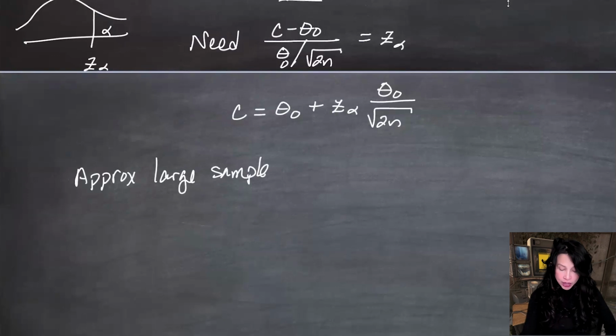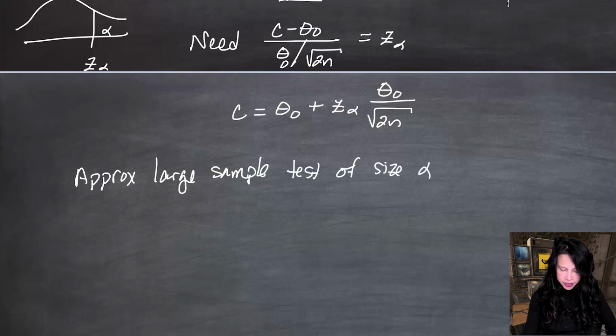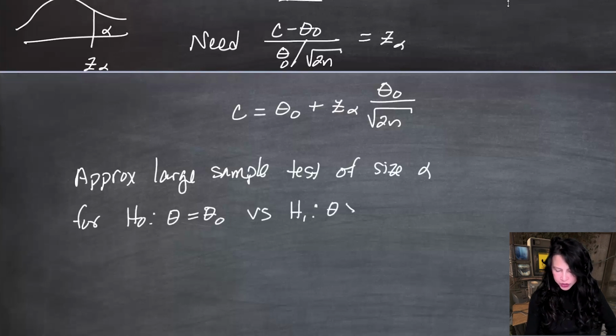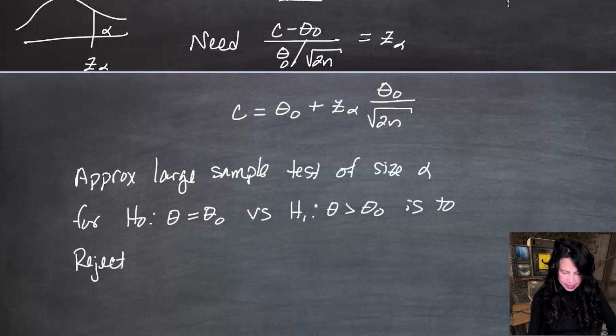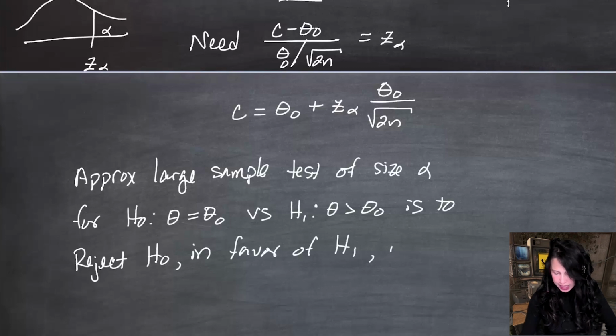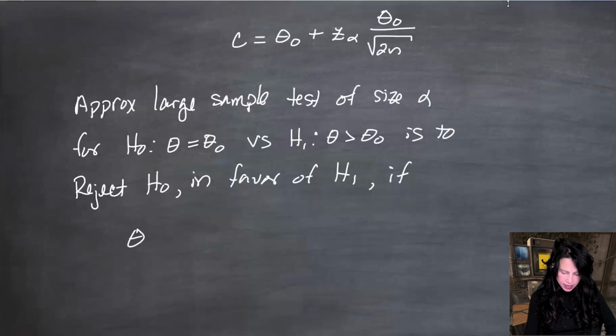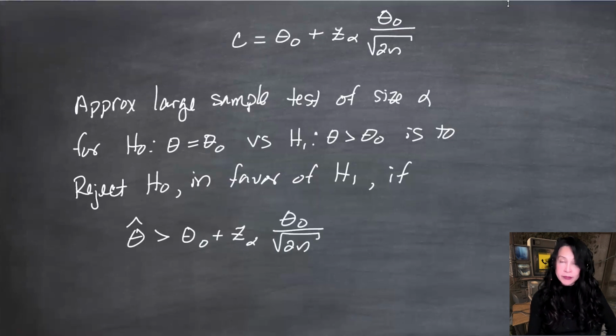So the approximate large sample test of size alpha for the null hypothesis that theta equals theta naught versus the alternative that theta is greater than theta naught is to reject the null hypothesis in favor of the alternative if the MLE is greater than theta naught plus Z sub alpha theta naught over the square root of 2n.